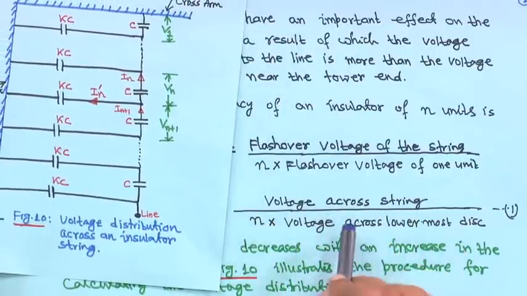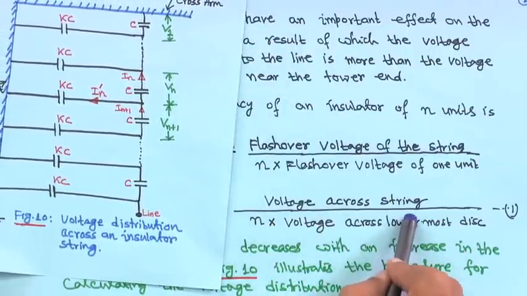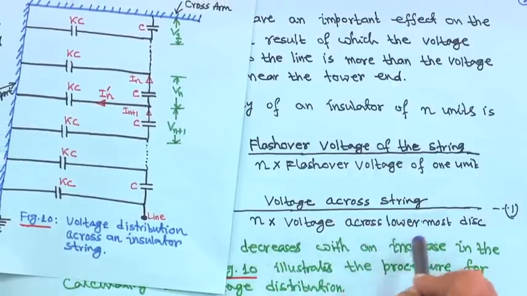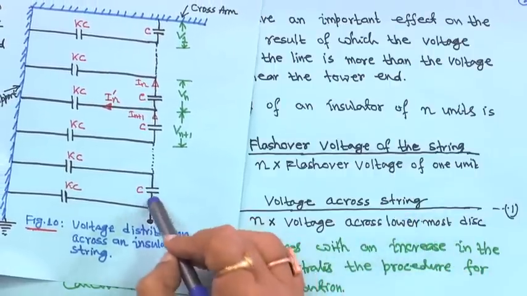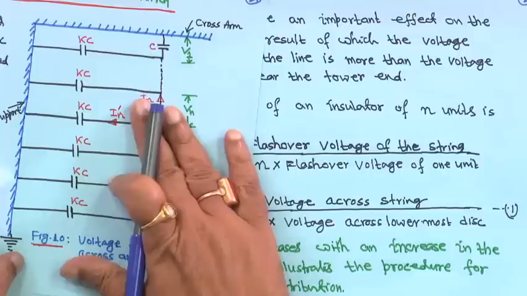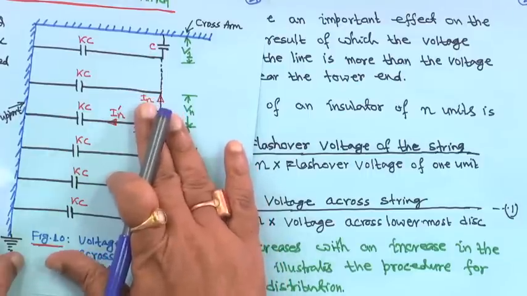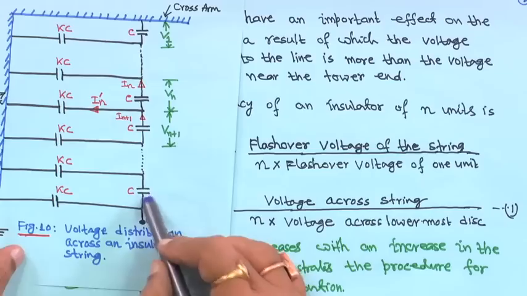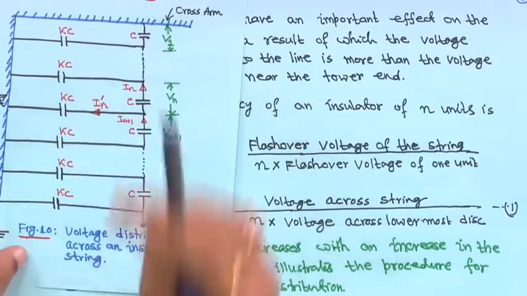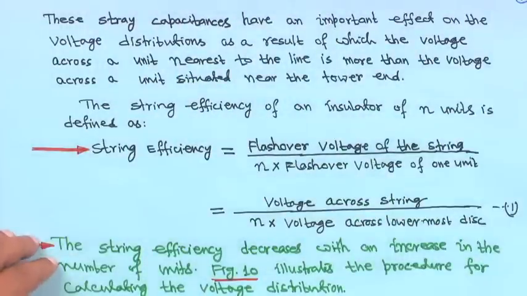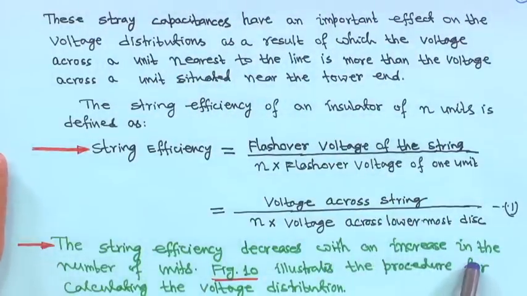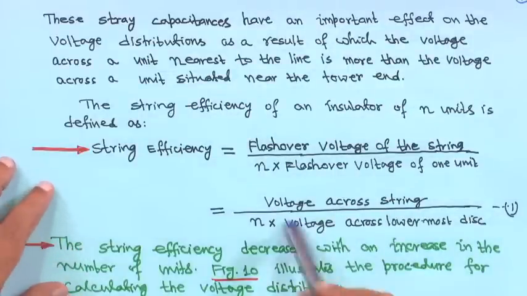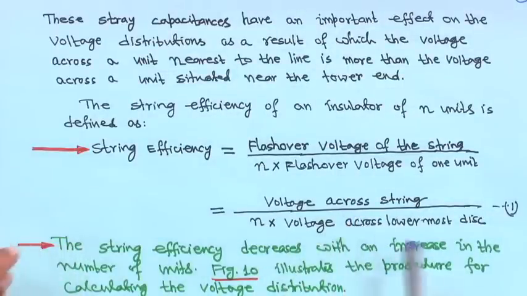The idea is the voltage across the string, you find out the total voltage, then n into the voltage across the lowermost unit. Suppose this is the nth unit, then n into the voltage across the lowermost unit disk, because this unit disk voltage is higher than this one, right. So, thus the string efficiency decreases with an increase in the number of units, naturally. If n is more, then naturally this will be less.